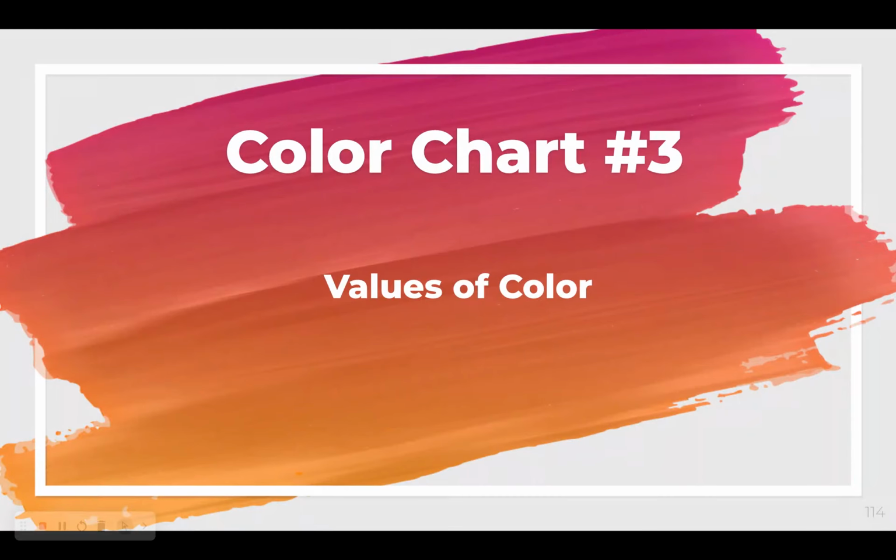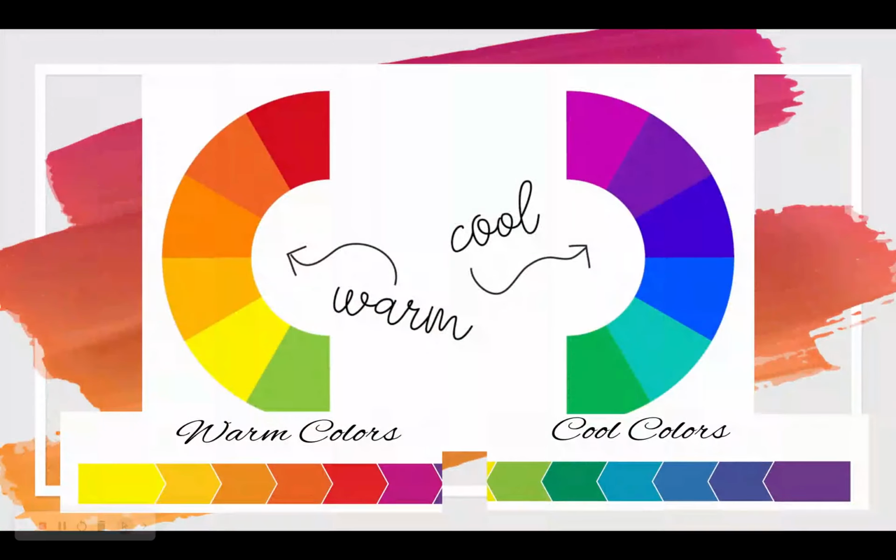Now let's talk about the values of colors, making your colors lighter and darker and dull. So one way to organize colors is warm colors versus cool colors, because colors on their own already kind of have an intensity and value. For example, yellow is going to be the brightest and lightest color. Blue, blue-violet, violet, those are our darkest colors.